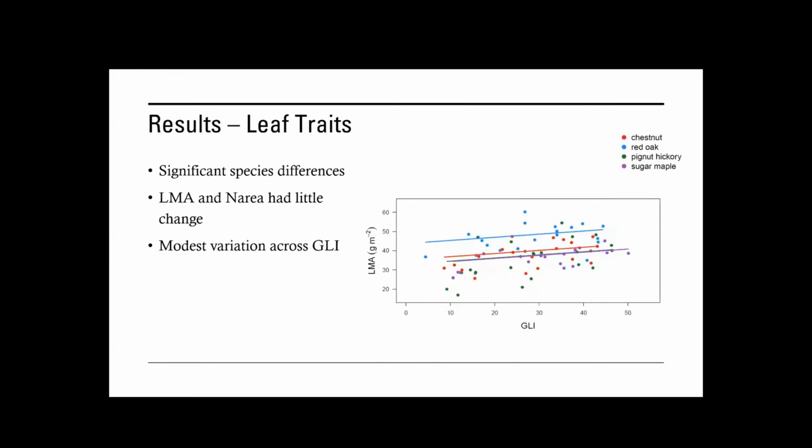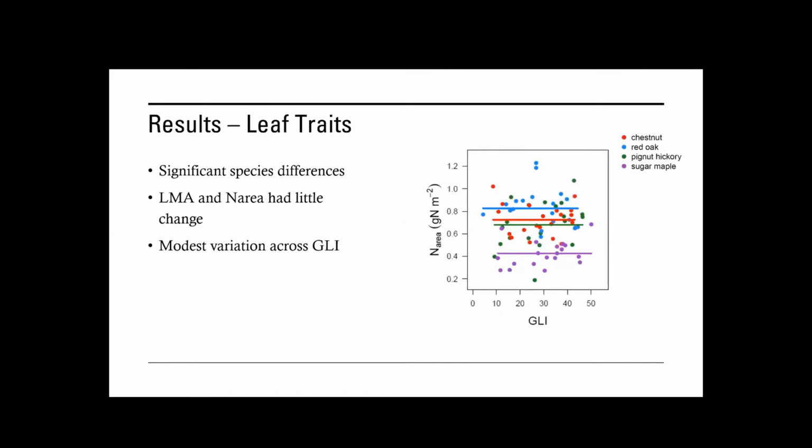Next, we have the results of our leaf trait analysis, showing that LMA on the y-axis varied between species, but did not vary across GLI, with red oak having the highest LMA, followed by the others. For area-based nitrogen, oak had the highest, followed by chestnut, hickory, and maple, but again, no change across a GLI gradient.